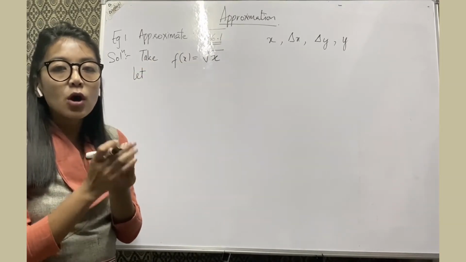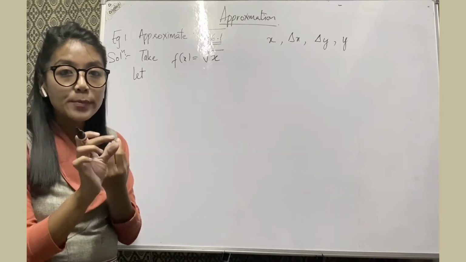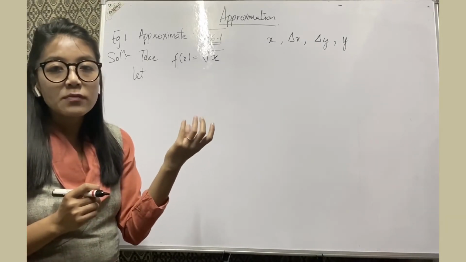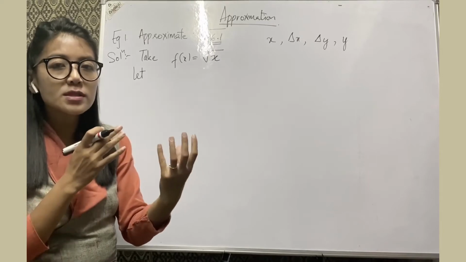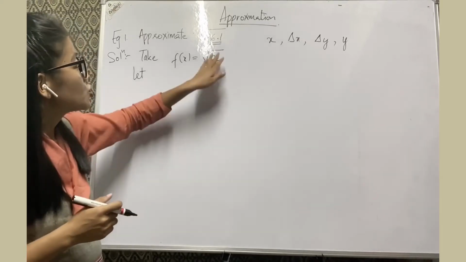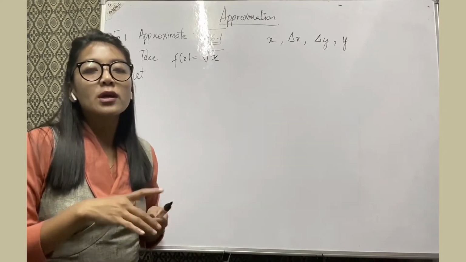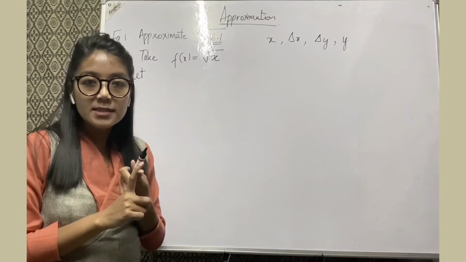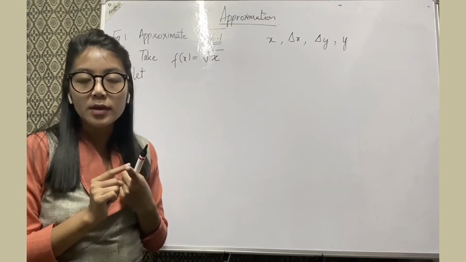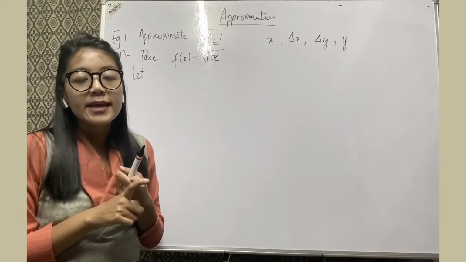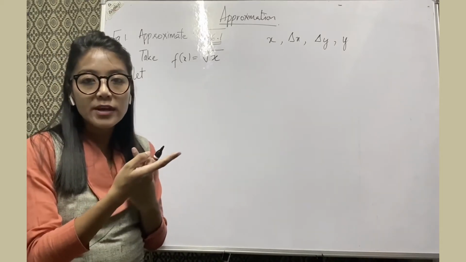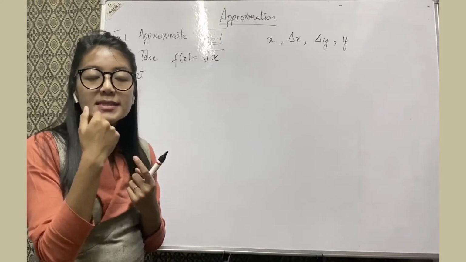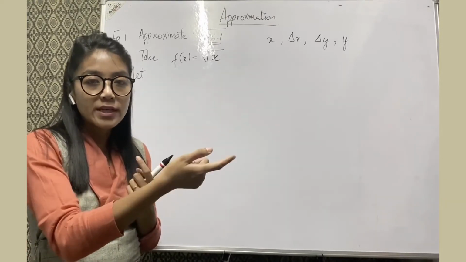Now you have to think of that perfect square number for which your delta x will be closest or nearest to 0. So when I write 36.1, can you think of a perfect square number which is nearest to 36.1? We have 36. 36 is a perfect square number, 6 square is 36. And after that you have 49, right? So you have two square numbers, and in between you have 36.1. One is 36 and the other is 49.